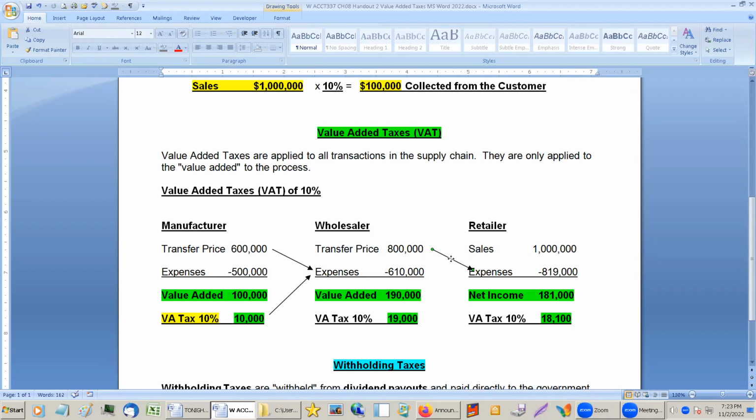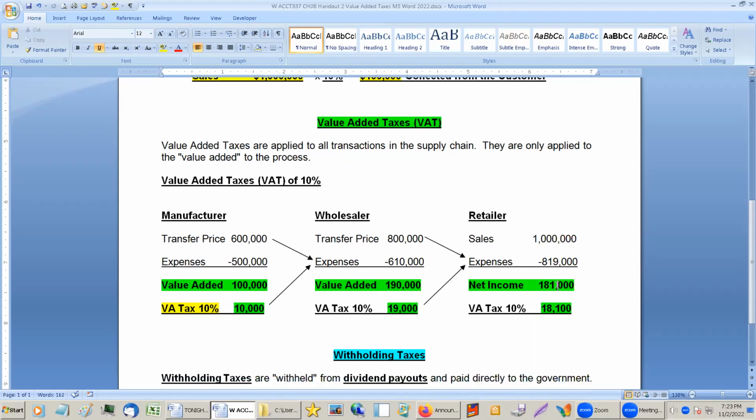So we have 800,000 plus the 19,000 value added tax. So there's a total of 819,000, the cost of net income. In this case, it was sold. So there is net income now.